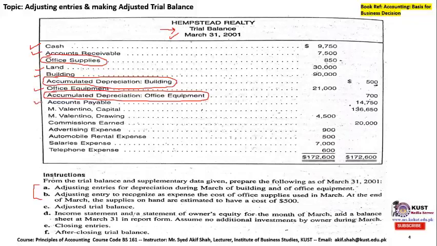Accounts payable was not affected, capital was not affected, Volantino capital and drawing were not affected, commission was not affected. Similarly, no change in the remaining expenses. So what we have to do is to change the office supplies value, which is 850, the accumulated depreciation value for the building, and the accumulated depreciation value for office equipment in the subsequent adjusted trial balance.